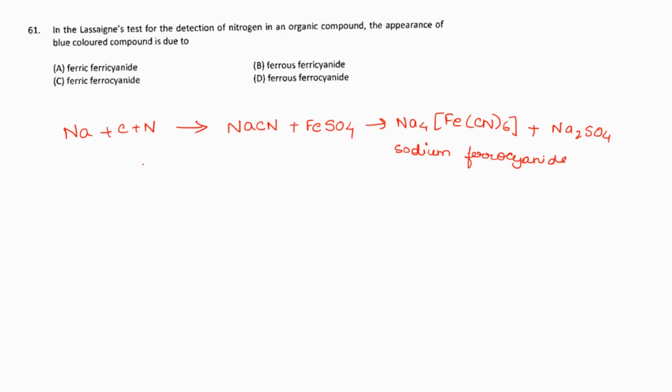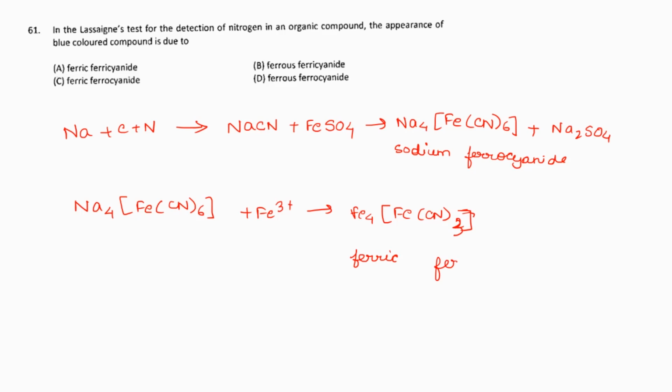Now, what is the reaction? I'm taking the sodium ferrocyanide, Na4[Fe(CN)6], and reacting it with the Fe3+ ions that are generated in the process. It gives me Fe4[Fe(CN)6]3. Now, this is my ferric ferrocyanide. So my correct option is 61C.